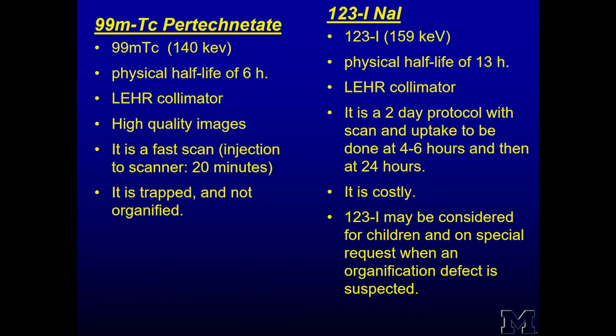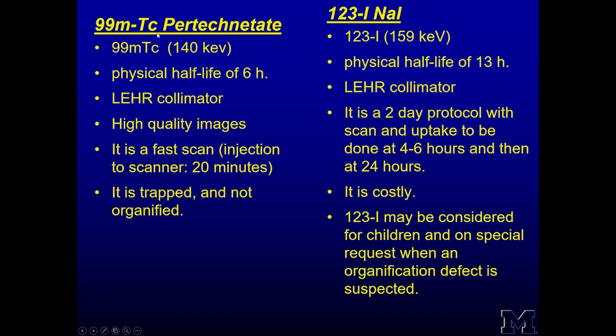So here is a comparison between advantages and disadvantages of technetium pertechnetate versus iodine 123 scintigraphy. Technetium pertechnetate has a gamma emission of 140 keV and a short physical half-life of only 6 hours. We obtain high-quality images with a low-energy, high-resolution collimator. It is a fast scan. Injection to acquisition is 20 to 30 minutes.